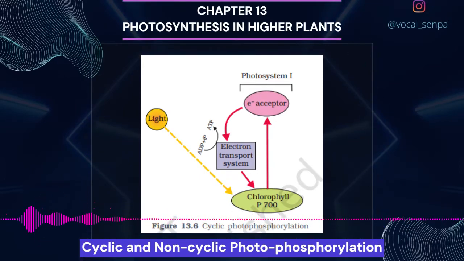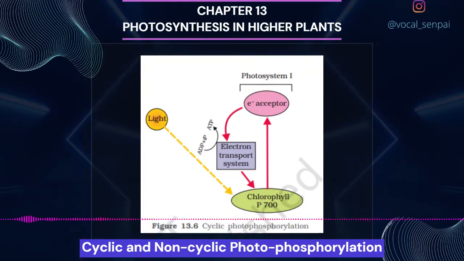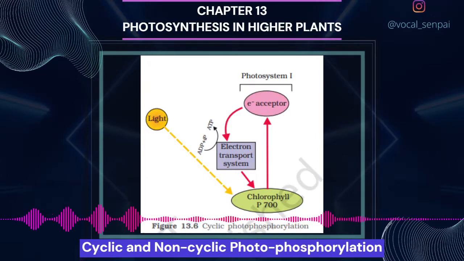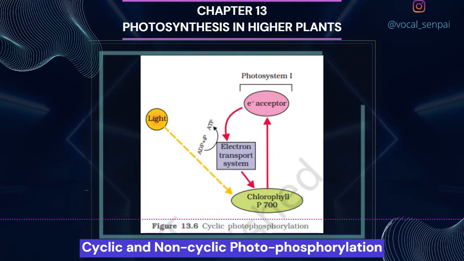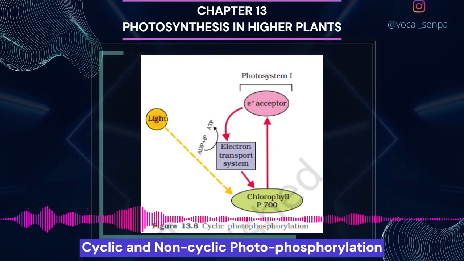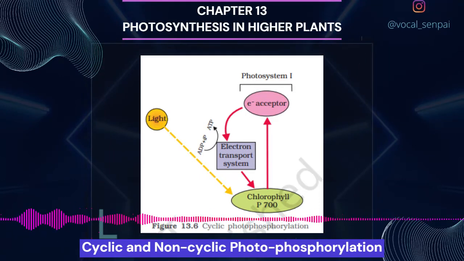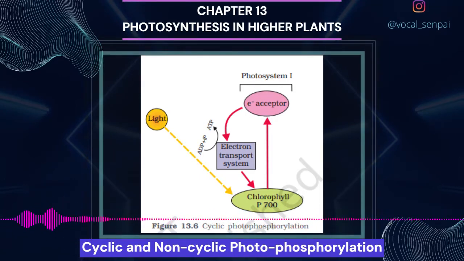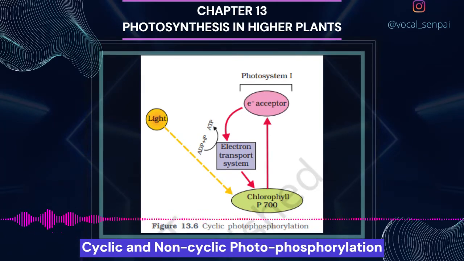When only PSI is functional, the electron is circulated within the photosystem and the phosphorylation occurs due to cyclic flow of electrons, figure 13.6. A possible location where this could be happening is in the stroma lamellae. While the membrane or lamellae of the grana have both PSI and PS2, the stroma lamellae membranes lack PS2 as well as NADP reductase enzyme.